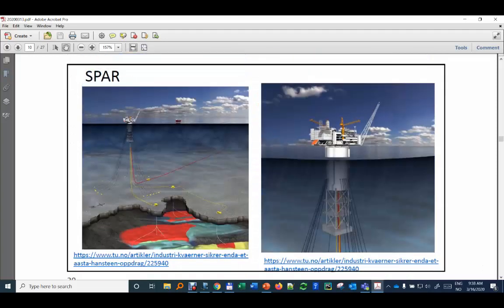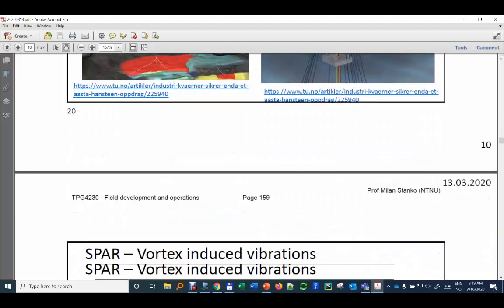A spar is quite unique, with a quite deep draft. A big part of the structure is submerged, and that gives it some stability, which allows it to reduce movement. There is one in Norway that is called the Ostahansten spar.